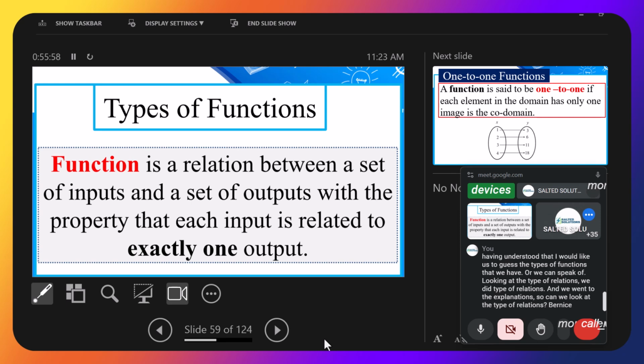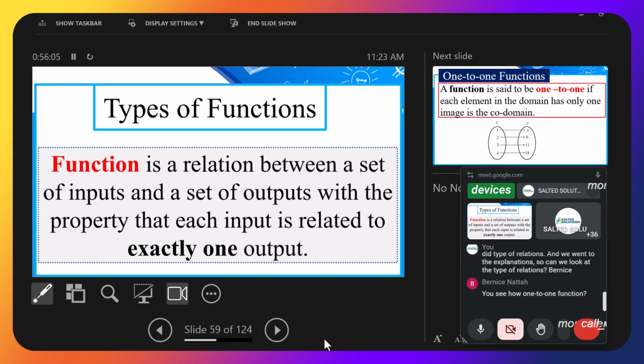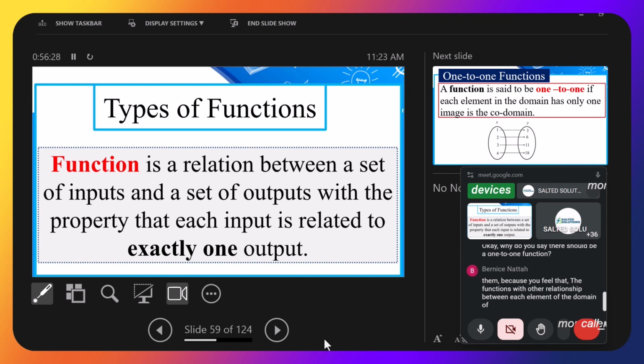If you have one-to-one function, okay. Why do you say there should be a one-to-one function? Because we see that the function, they said the relationship between each element of the domain and then one element of the codomain. So, like you take for example, maybe 4 in the domain, we relate to only 20 in the codomain. Okay. Very good. Yes. Very good.